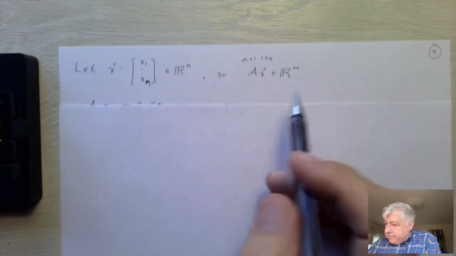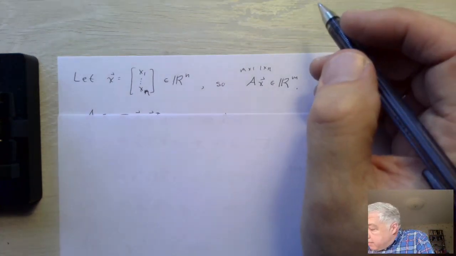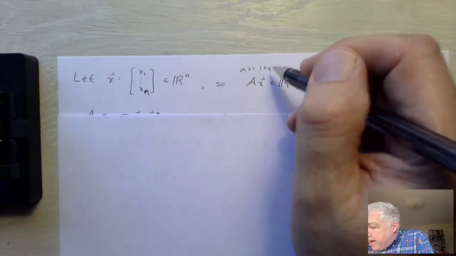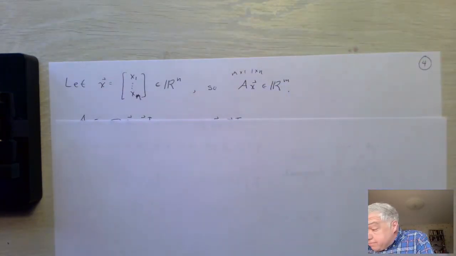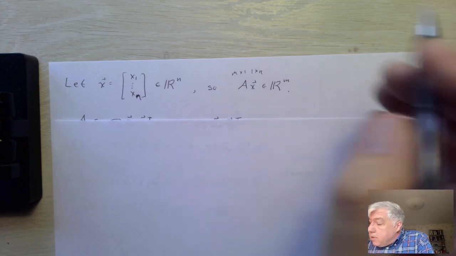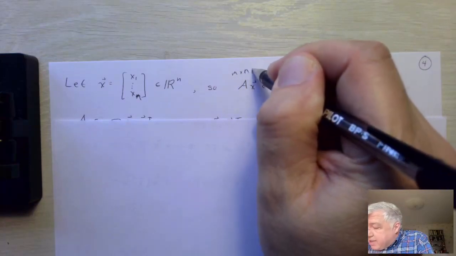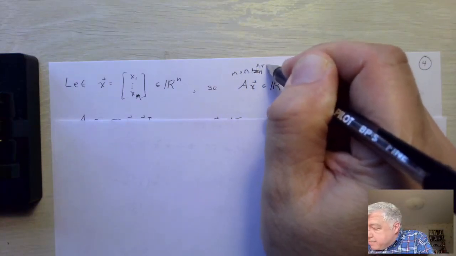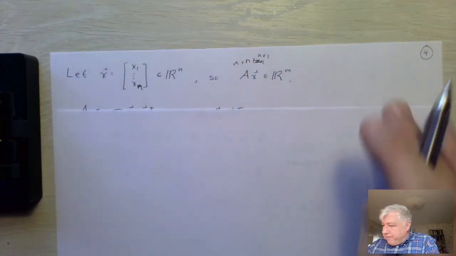So, Ax. I'm sorry, this A should be n by n, and this x is n by 1. So the result is in R^m. You already knew that, I hope.